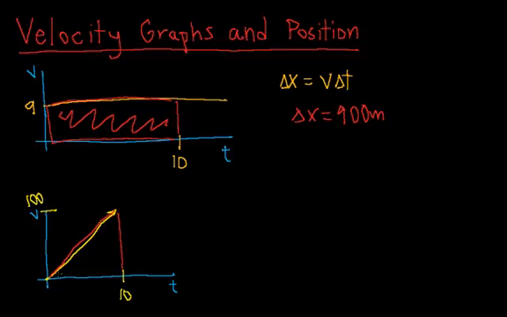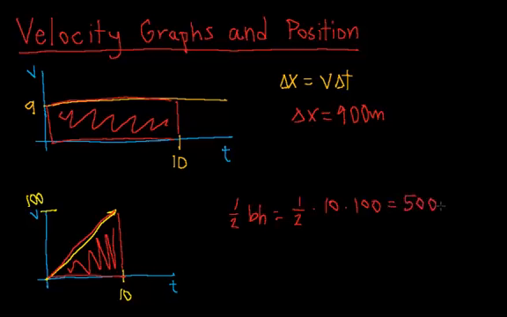And in this case, since it's constant acceleration and not constant velocity, the area is going to be a triangle. As we know, the area of a triangle is 1/2 base times height. And that gives us 1/2 times the base, which is 10, times the height, which is 100, and that gives us 500 meters. So you guys have traveled 500 meters in 10 seconds.